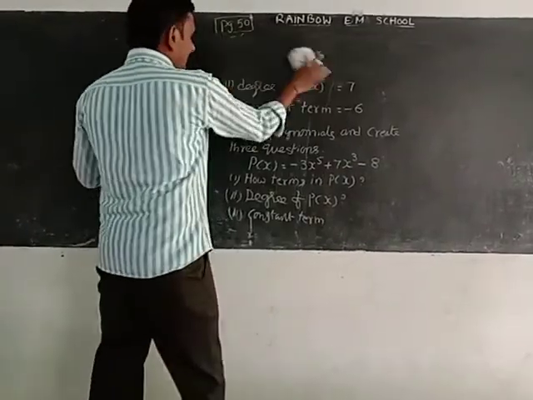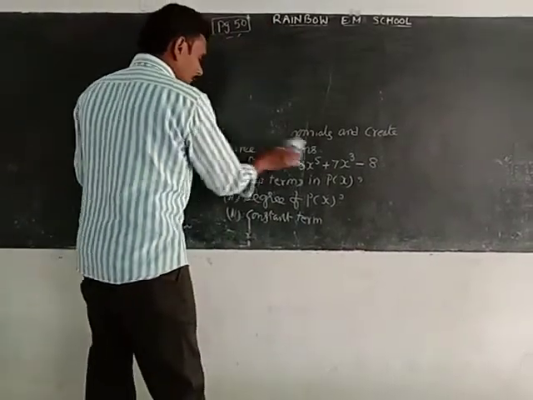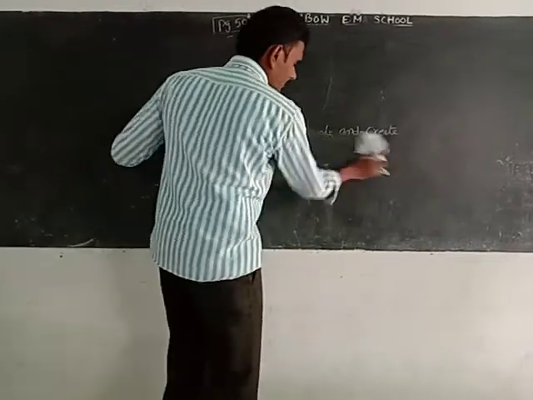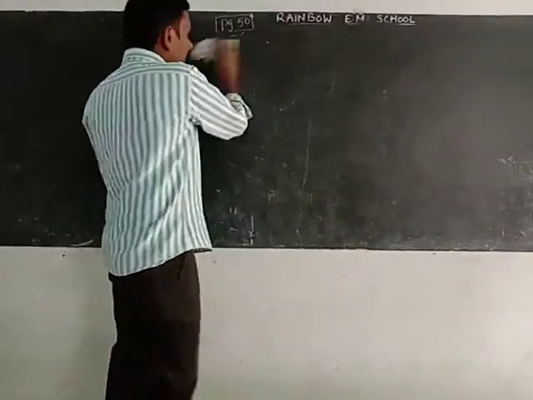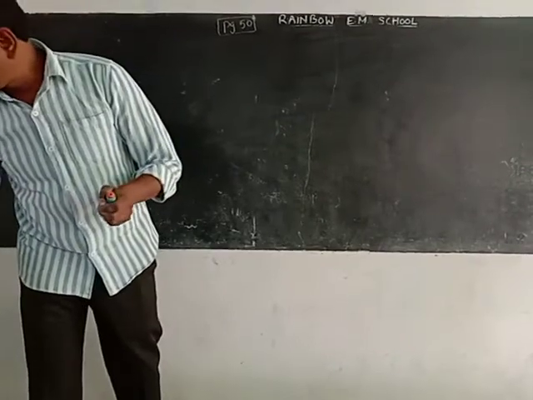In exercise 3.1, the second one is true or false, do it yourself. According to this concept only we will complete the second Roman. We will go for the fourth Roman.